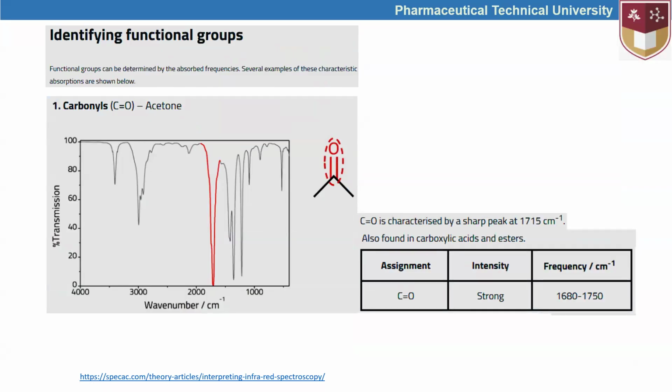And now we are going to see some exact explanations for exact functional groups. Here we can see the peak belonging to the carbonyl group. Here we can see it is strong and it is sharp, and the frequency is between 1750 and 1680 reciprocal centimeter. This is the carbonyl group in acetone.